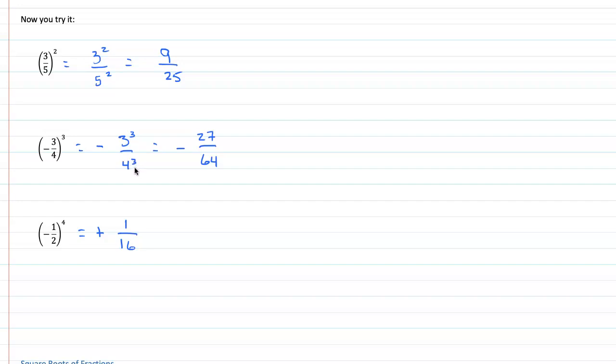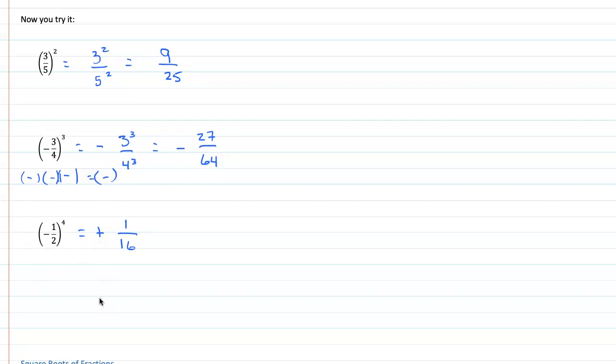Because the negative is multiplied times itself 3 times, a negative times a negative times a negative, I end up with a negative as an answer. Okay? So that's how I end up with a negative over here. The negative here cancels out because I have 4 of them. So an even number of negatives makes a positive. All right, so try those again if you got them wrong.